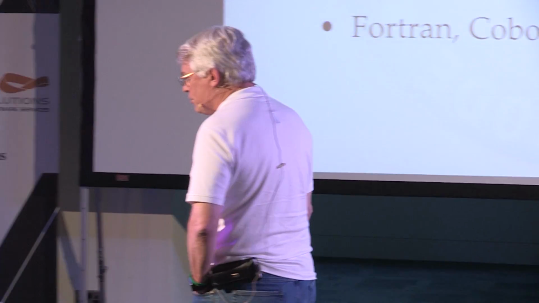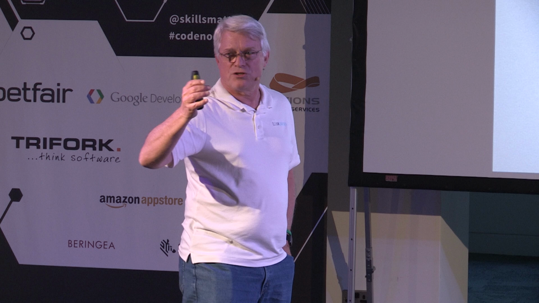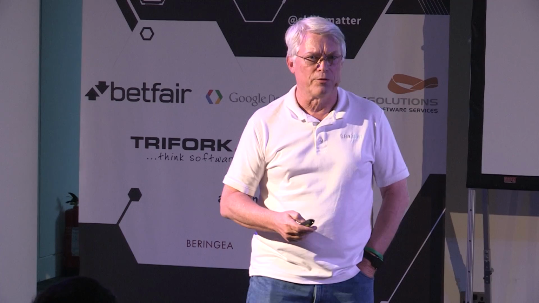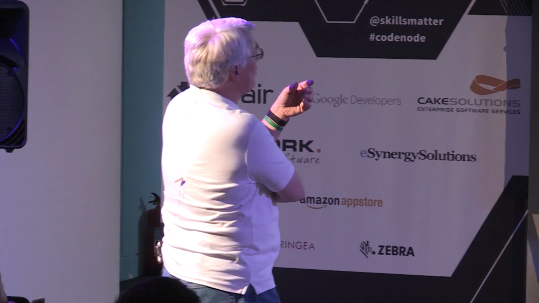They had worked miracles, these older programmers, this first cohort of programmers. They gave us the IBM 360 virtual memory operating system. They got us to the moon. They invented structured programming and functional programming and object-oriented programming. They gave us Fortran and COBOL and ALGOL and LISP and C and Unix, this older cohort of programmers. And those original programmers apparently knew how to get big things done.